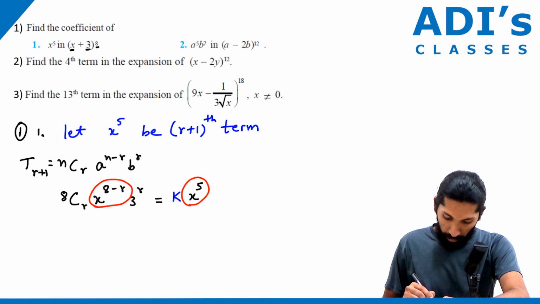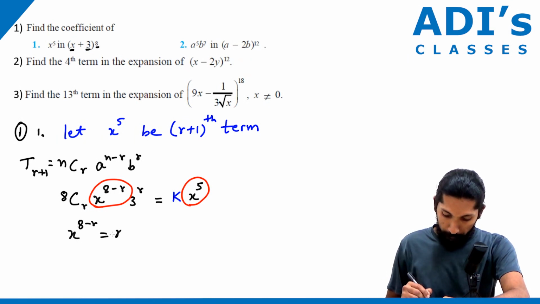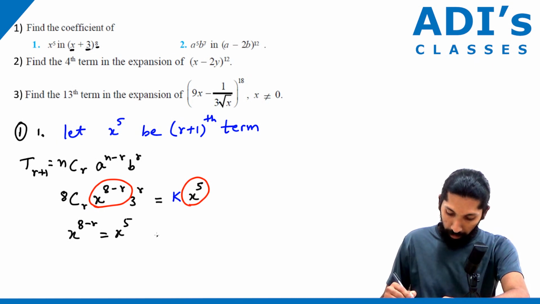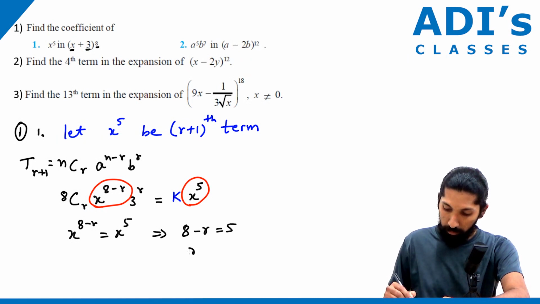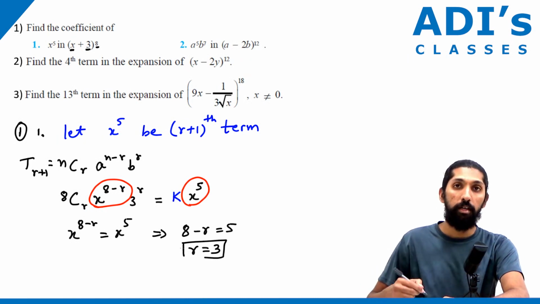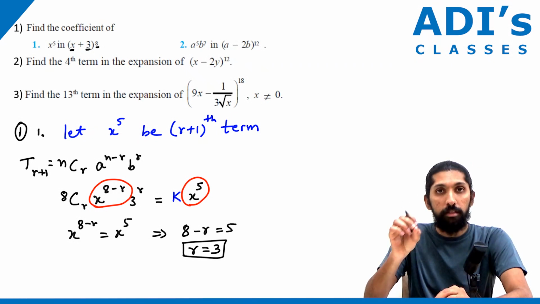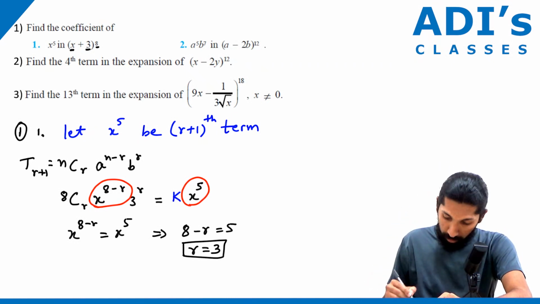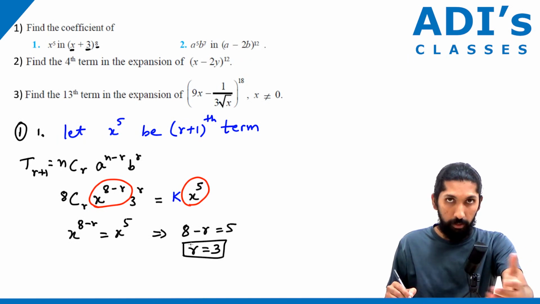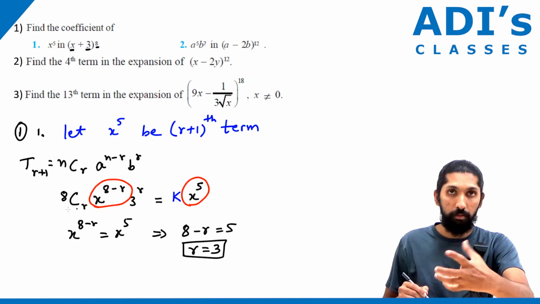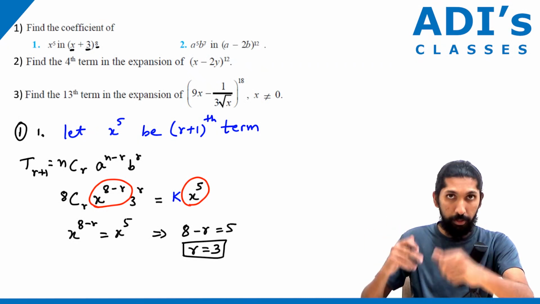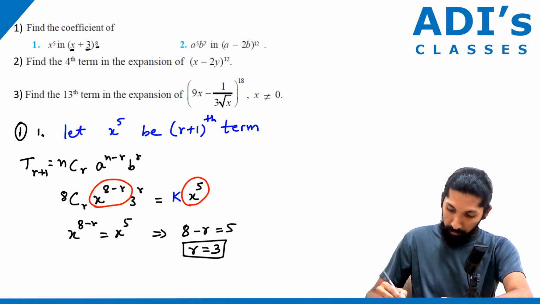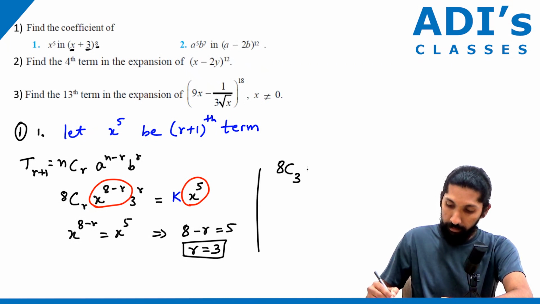So what do we get? x to the power of 8 minus r is x to the power of 5. That means 8 minus r is equal to 5, so the r value is equal to 3. Quite easily we can figure it out. Now r is 3, but what we need is the coefficient, isn't it? Now substitute this value 3 for r in this expression. In the sense, what we have is 8C3 into 3 to the power of 3.